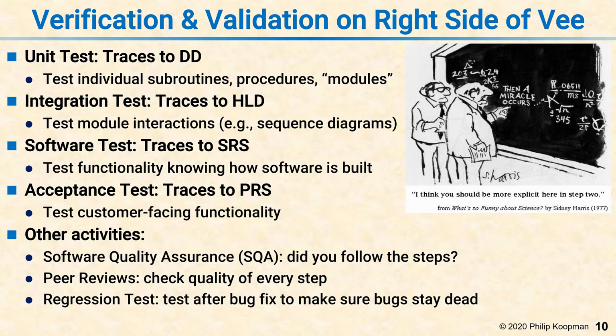Regression test is a specific type of testing, typically at the system level, but can be used elsewhere, where you're looking to say, well, we fixed a bug. Did it stay fixed, or did it come back to life after we made another change? So regression testing is a particular type of testing technique used within the context of the V. It'll show up in the test boxes.